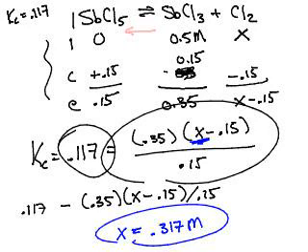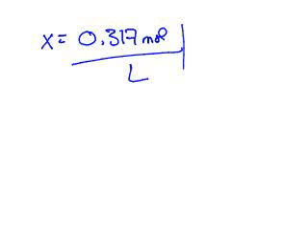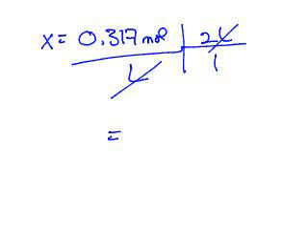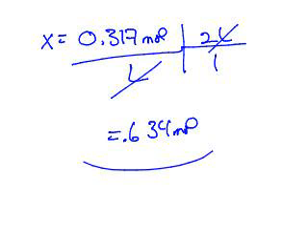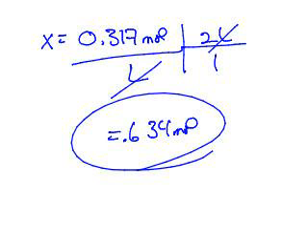Now that's the molarity. The question wasn't the molarity, but the moles. So X is 0.317 moles per liter times 2 liters over 1. The liters cancel. So the number is going to be 2 times 0.317, or 0.634 moles. Okay? So, you know, we didn't use the KC KP equation.